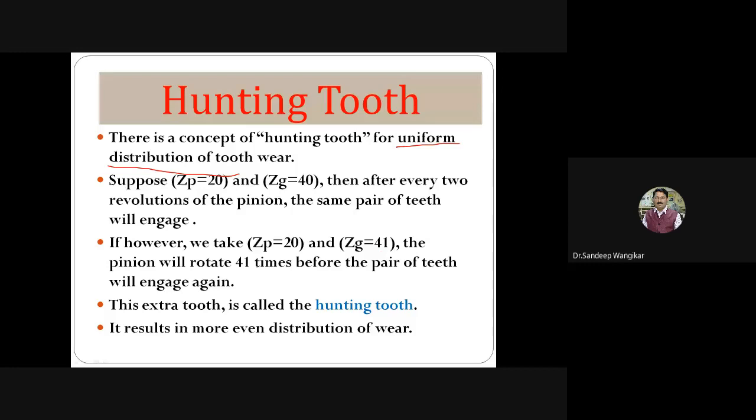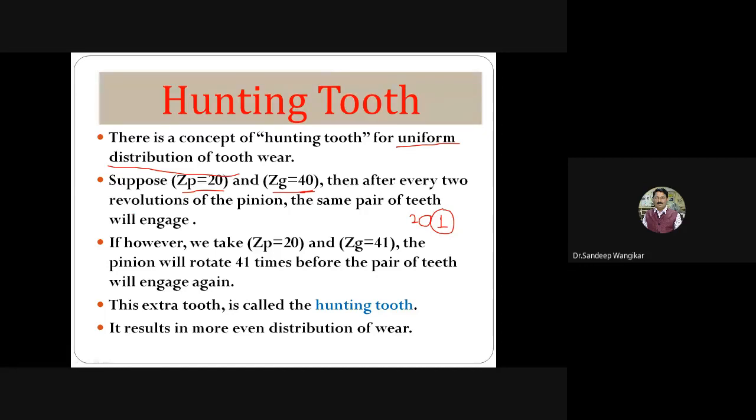Now I will give you an example. For example, ZP is equal to 20 and ZG is equal to 40. ZP, number of teeth on pinion, is 20 and number of teeth on gear is 40, and the pinion and gear are rotating. So number of teeth on pinion is less. When the gear rotates one time, 40 teeth, the pinion will rotate 2 times. Assume this is the smaller pinion and this is the larger gear. So when the gear rotates only one time, the pinion will rotate 2 times. This is the simple logic here.